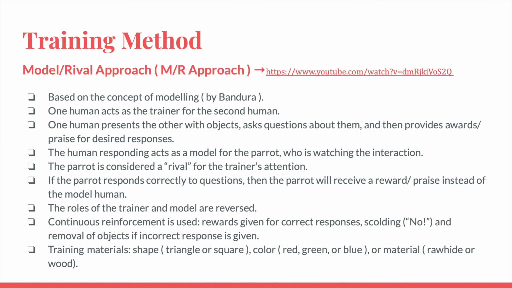This next video shows the model-rival approach being used on a parrot named Jonathan, as he learns the differences between the color yellow and fruits such as an apple, as well as vegetables, such as a carrot.